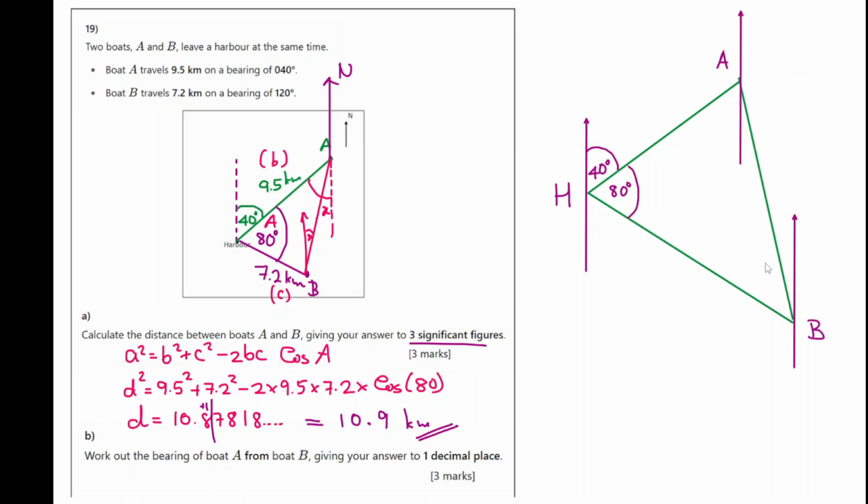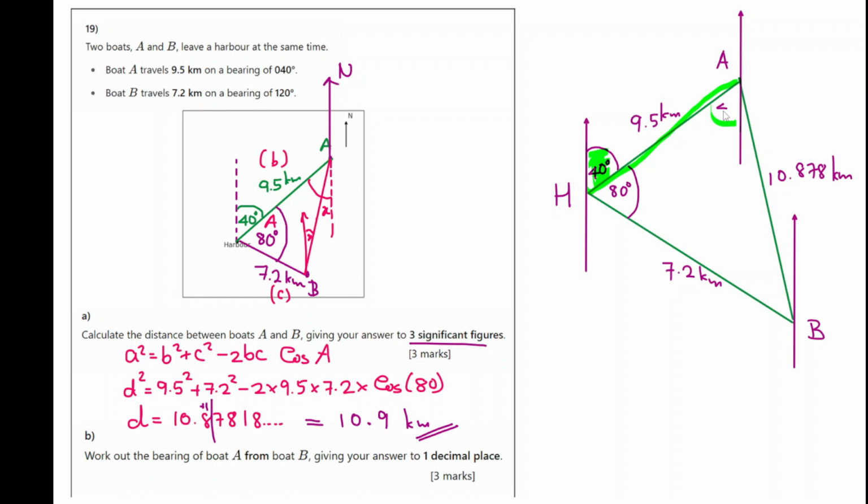Now, this length here is 7.2 kilometers. This is 10.878 kilometers. And this one here is 9.5 kilometers. Now, let's think about alternate angles. You can see this angle here should be the same as this angle here. So that will be 40 degrees.